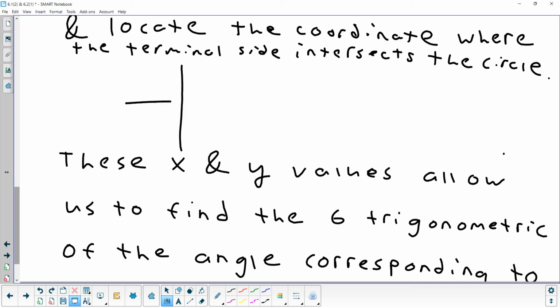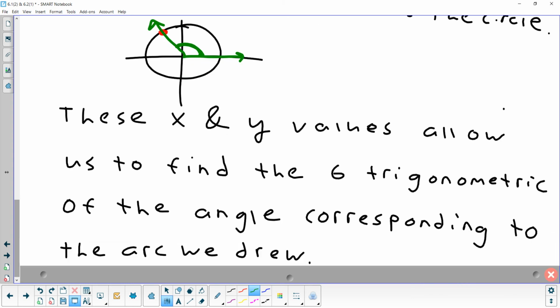Okay, of what angle? Well, again, let's say that was your point. So this would be your angle. That point in red has an x and a y part to its coordinate. And this is the angle that I'm talking about. So if you knew the coordinate of that red dot, you would be able to find the 6 trig functions corresponding to the angle. What angle? The angle in green.